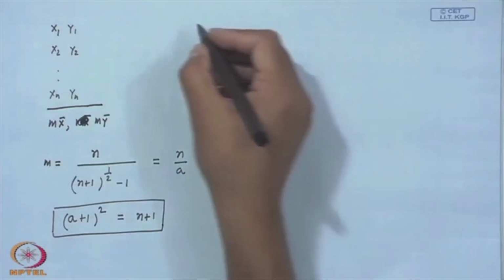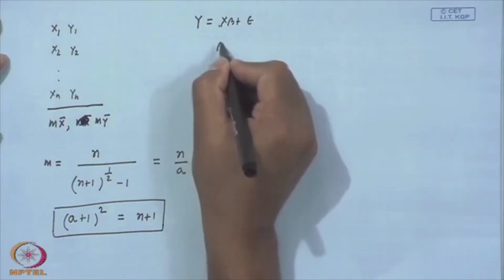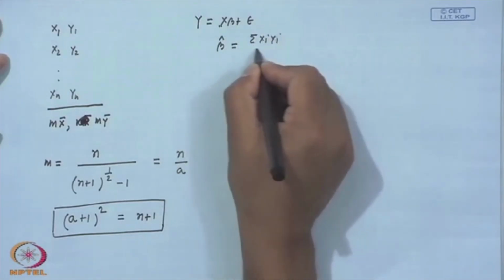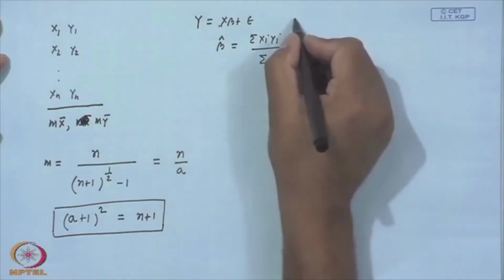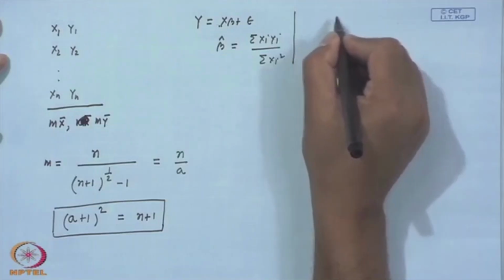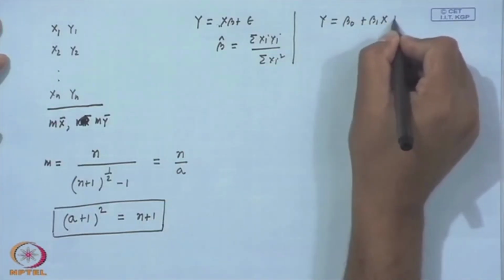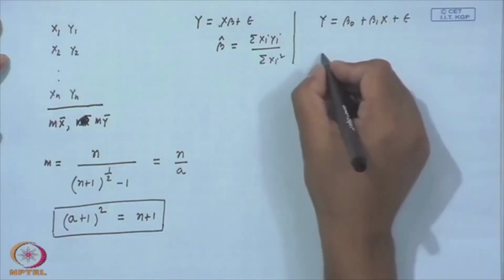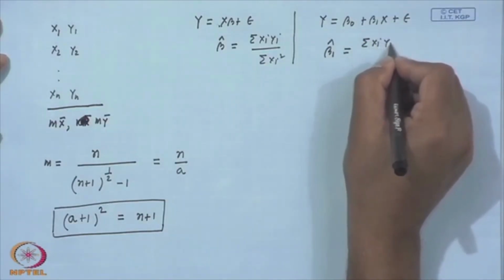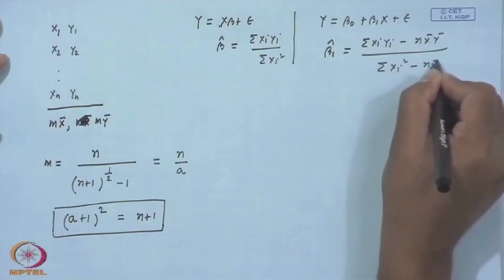Now, what we will do is that we want to estimate y = x beta + epsilon, that is, beta hat, which is equal to summation x_i y_i by summation x_i square, but we do not have a program for this one. We have a program for estimating the intercept model, that is y = beta naught + beta 1 x + epsilon, and the programmed calculator gives us beta 1 hat equal to summation x_i y_i minus n x bar y bar by summation x_i square minus n x bar square.